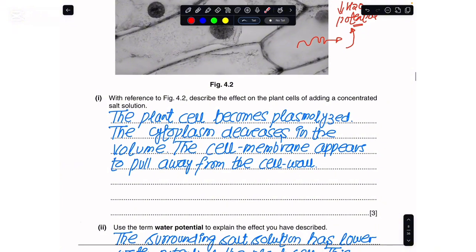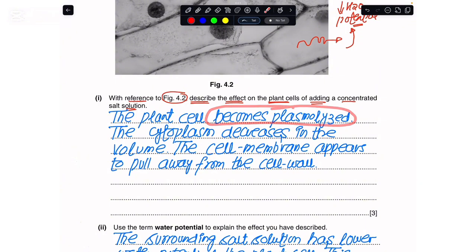Now, if we go on toward the questions, for the first part, where the marks are 3, they are asking you to make reference to figure 4.2, where we are required to describe the effect on the plant cells where we have added the concentrated salt solution. Since we just need to describe it, we would say that the plant cells have become plasmolyzed. The cytoplasm or the large vacuole would decrease in volume, and the cell membrane would appear to be pulled away from the cell wall.